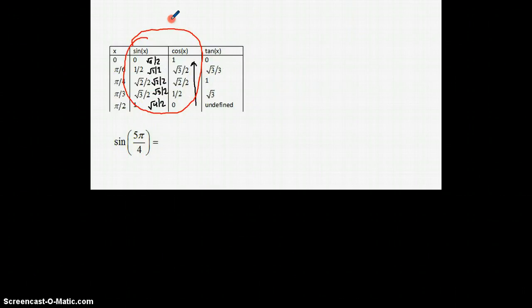Tangent, well, remember, tangent is sine over cosine. And of course, remember your reciprocal identities. Cosecant equals 1 over sine. Secant equals 1 over cosine. And cotangent is 1 over tangent.